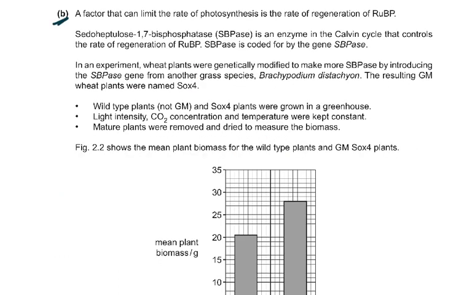Now coming to the B part of the question. I look at all this and it gives me a fever, reading such a long question. A factor that can limit the rate of photosynthesis is the rate of regeneration of RuBP.